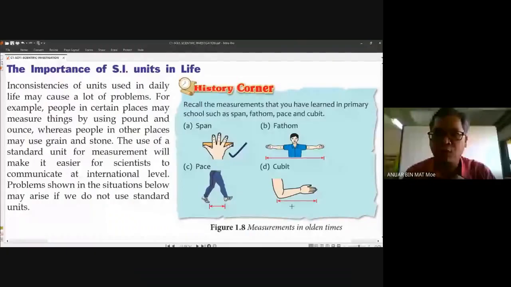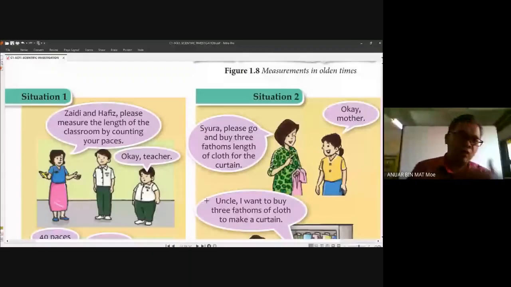We cannot use precise or precision devices with measurement like this, right? Okay, so you can read the situations and see why it is important for you to use SI units. For example, situation number 1, situation number 2, you can understand it. And if you have any questions, you can ask me. Is it okay?